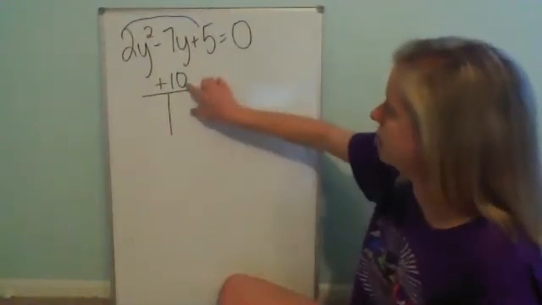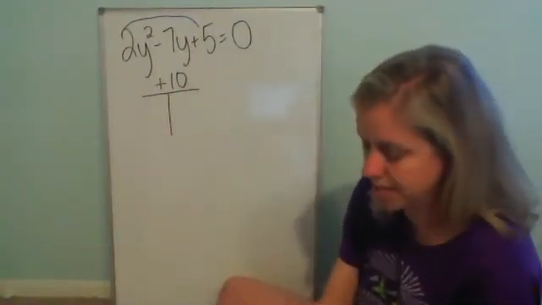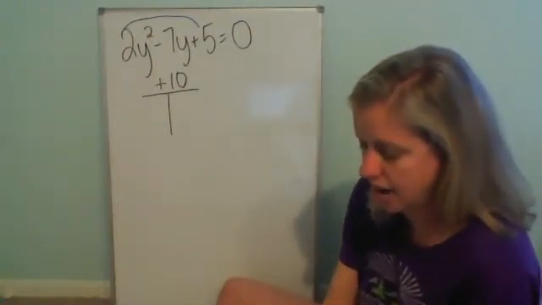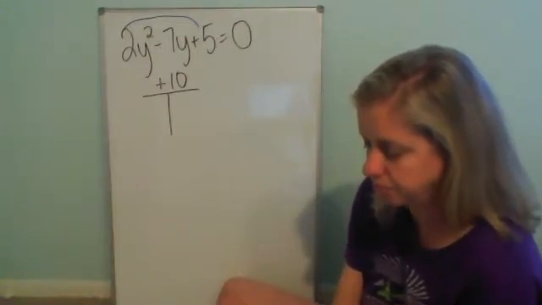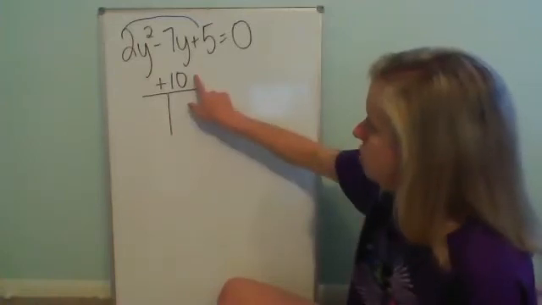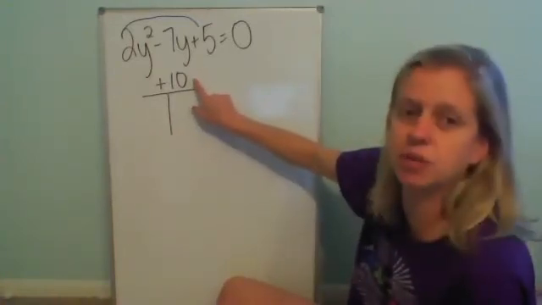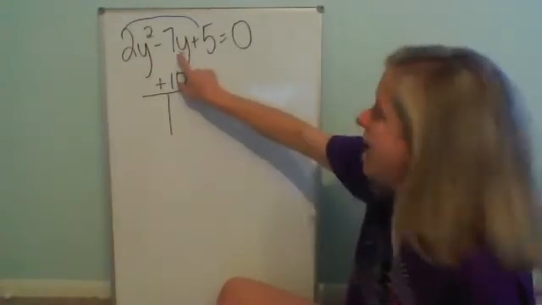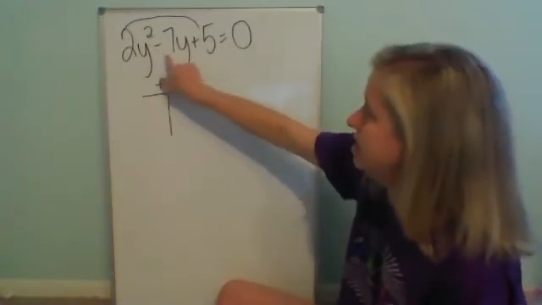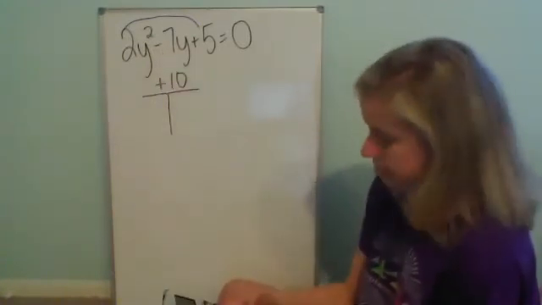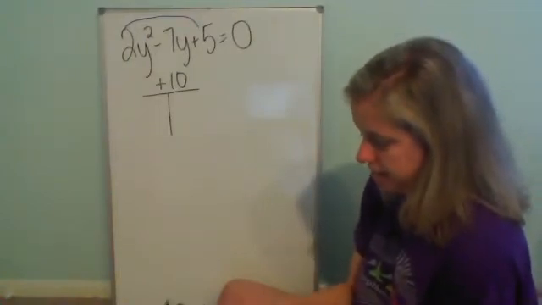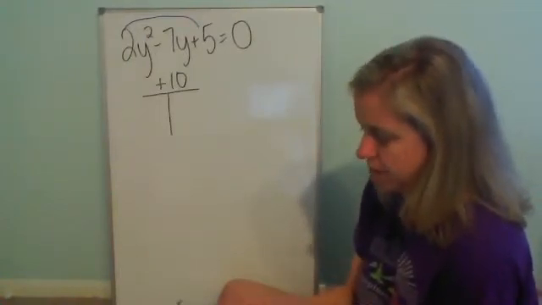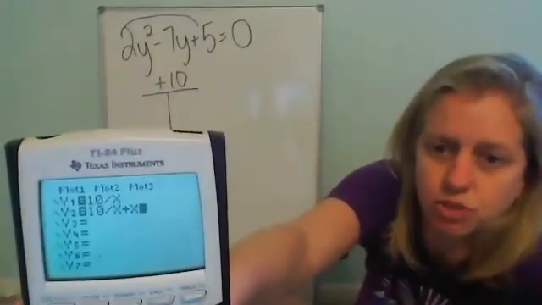Now, instead of the 5 going in our y equals, now we put the 10 in our y equals. So go to your y equals again and clear it out. So this is what we're using because we're trying to find the numbers that multiply to give me 10 and add to give me that negative 7. So let's see, I got 10 divided by x and 10 divided by x plus x. So here's what your y equals should look like.